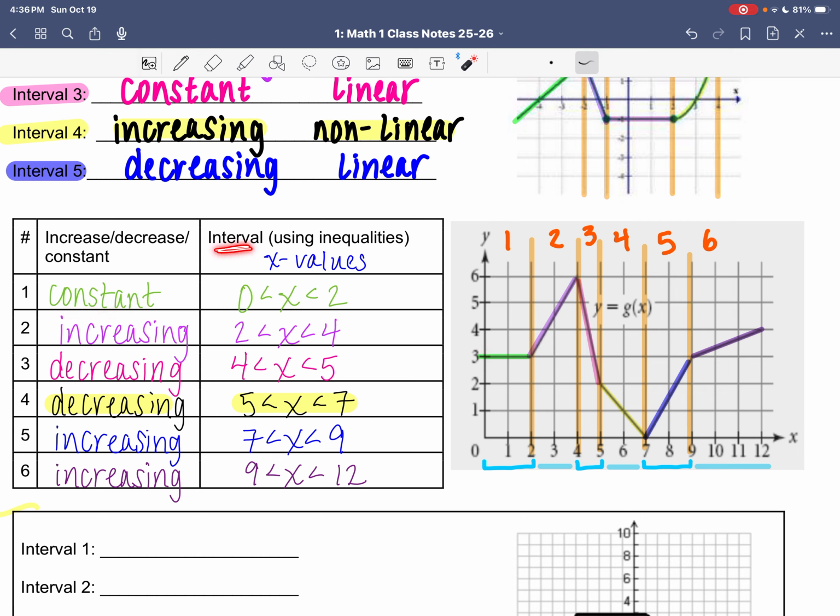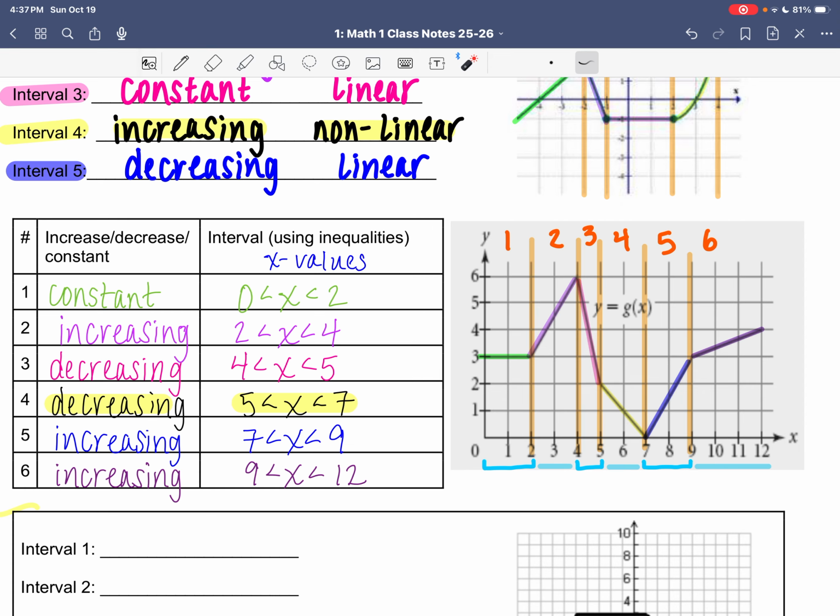Now we're going to write this interval using an inequality. So we're only looking at our x values. So we're looking from 0 to 2. That is your first interval. And then now we're going to increase, and that goes from 2 to 4. So this interval goes from 2 to 4. So you would write it as 2 is less than x, which is less than 4. Now we're not going to say it's equal to because it's not stopping on a point, it's continuing on.